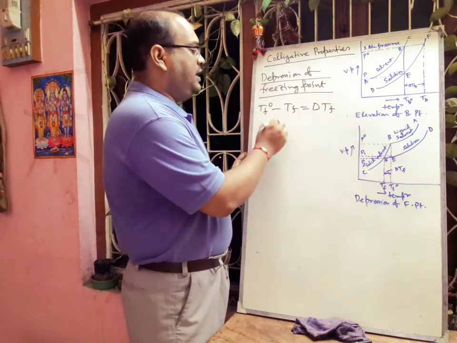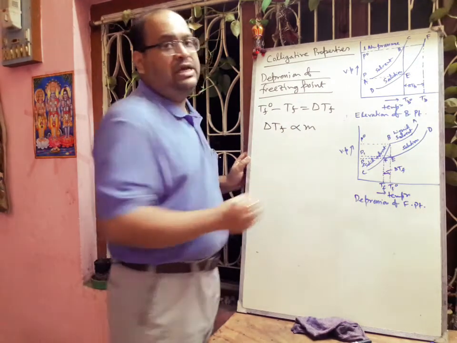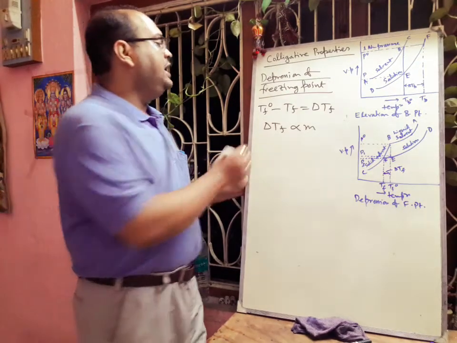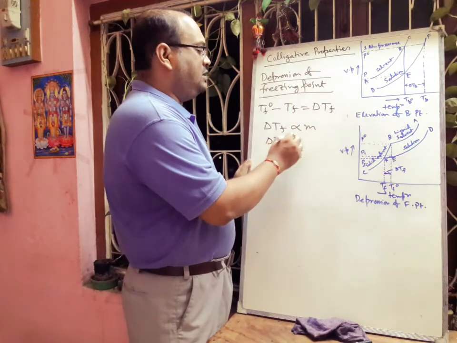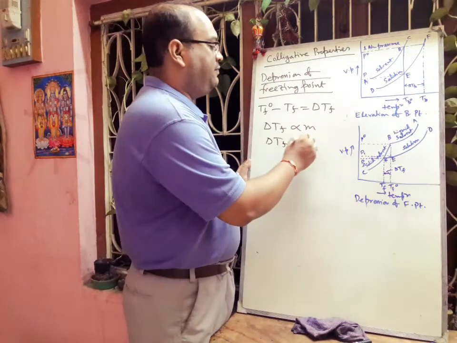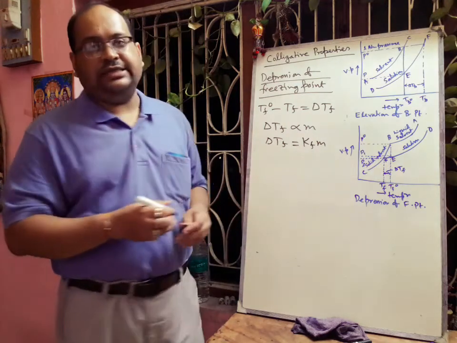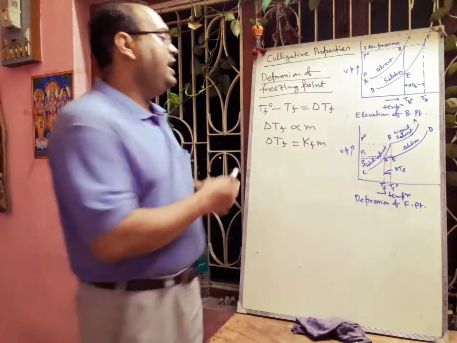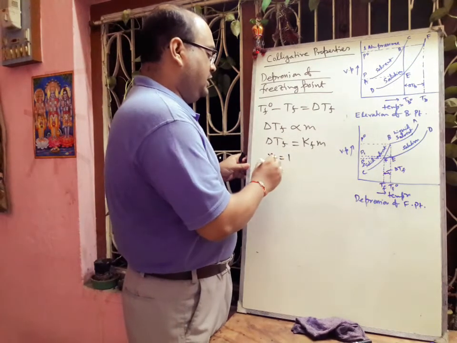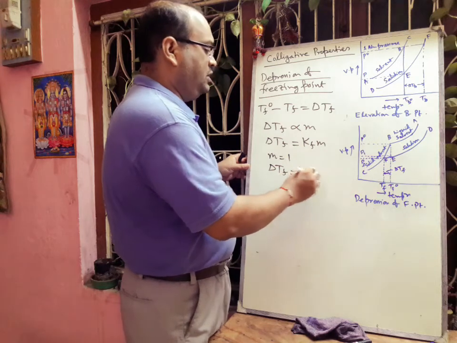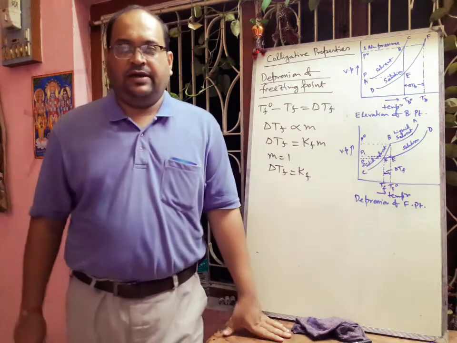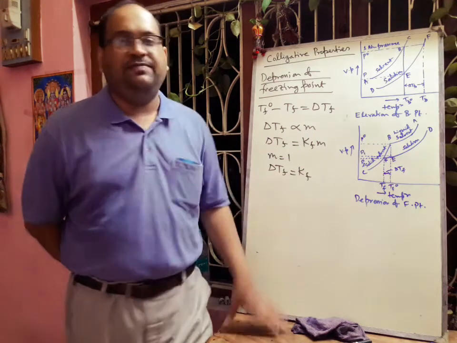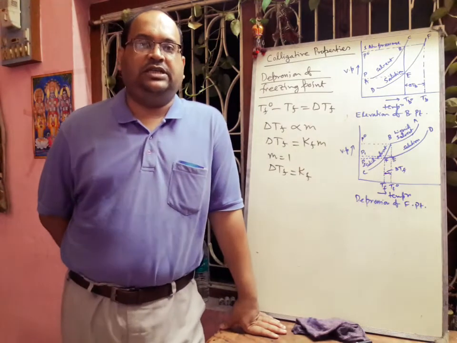Now we know from experiment that delta TF is proportional to the molarity of the solution, M. So we can write delta TF is equal to Kf into M, and this Kf is called the molar depression constant, or the cryoscopic constant. If we put M is equal to 1, then delta TF is equal to Kf. So we can give the definition that the cryoscopic constant may be defined as the depression in freezing point when the molarity of the solution is unity.